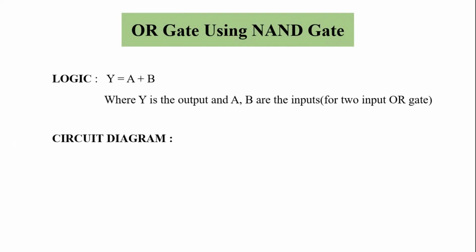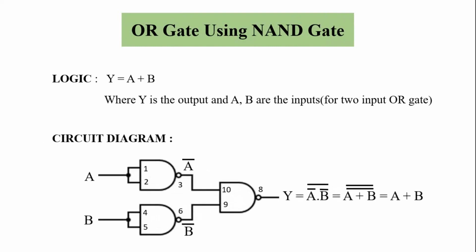Circuit diagram. Here we need 3 NAND gates for making OR gate. In the first NAND gate, only one input, A, is taken. So the output of the first NAND gate is A bar. In the second NAND gate, also one input B is taken. So the output of the second NAND gate is B bar.